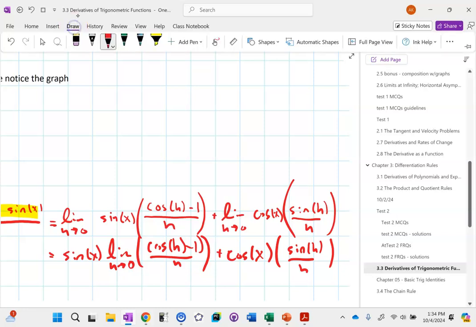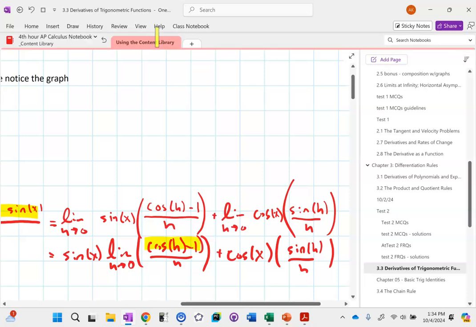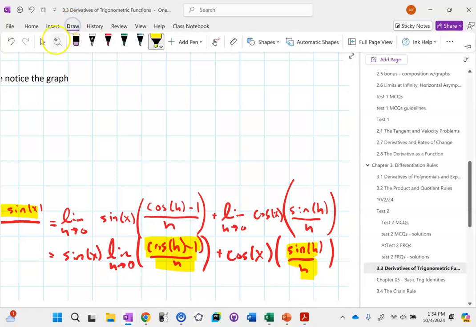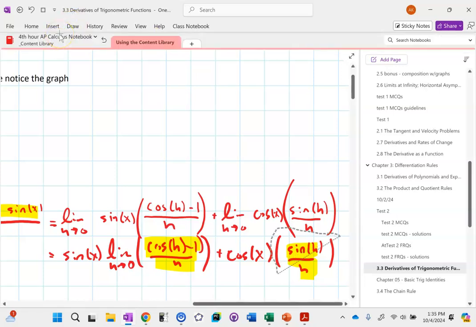So in order to deal with this now, I need to be able to evaluate, oh my goodness, again, making mistakes all over the place.